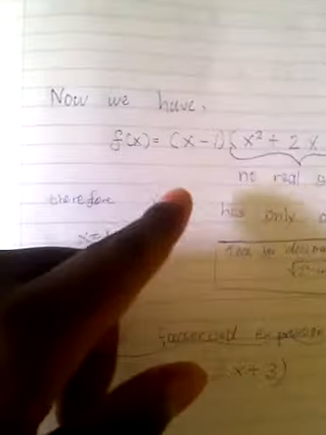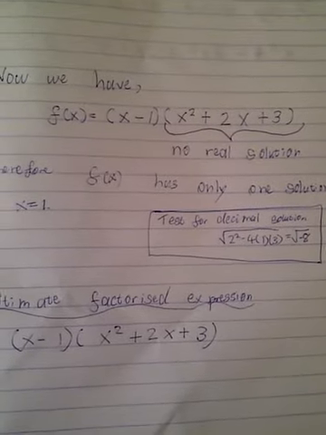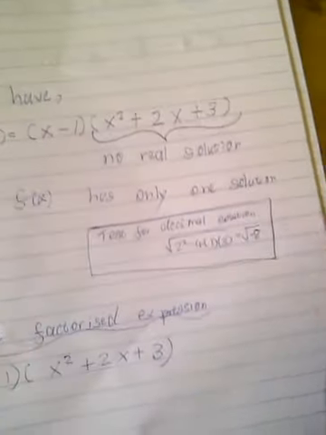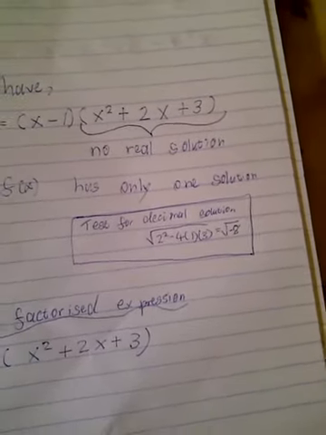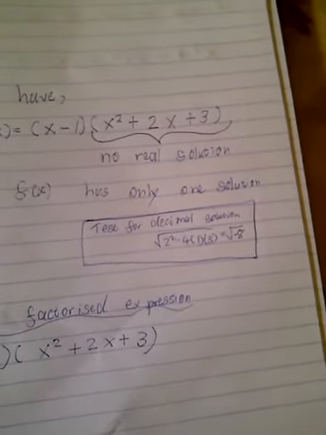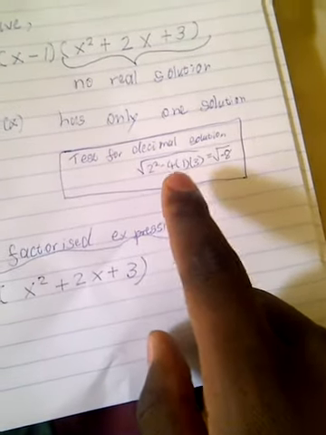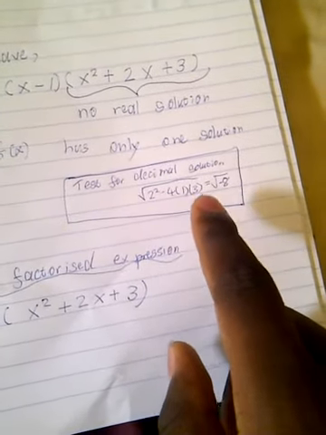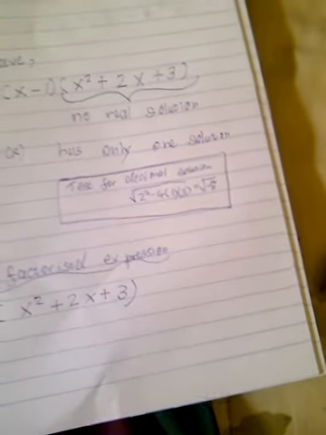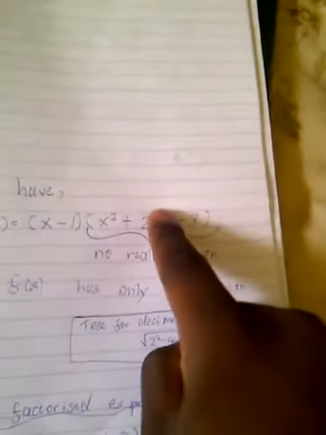Now we have this function. We have figured out that this has no real solution. How did we find out? We tried to factorize this, we failed. And then we decided to test if it's a decimal solution by using a part of the quadratic formula, and this is b squared minus 4ac equals -8. The square root of -8, we know that's not real, therefore there's no real solution for that.